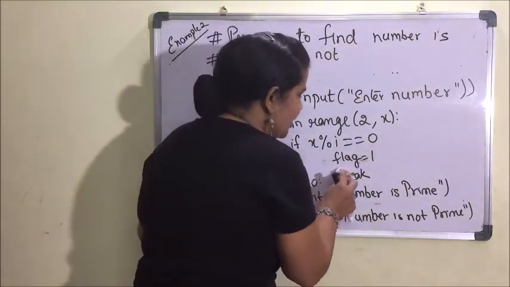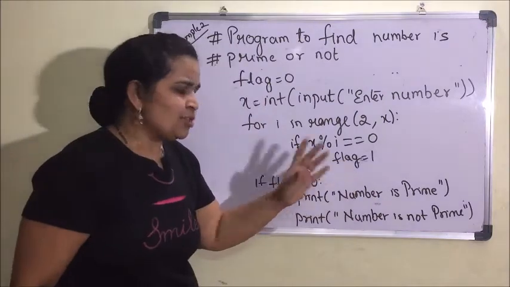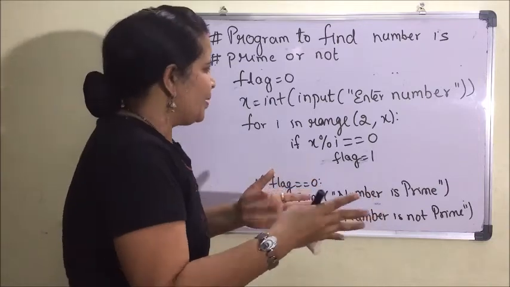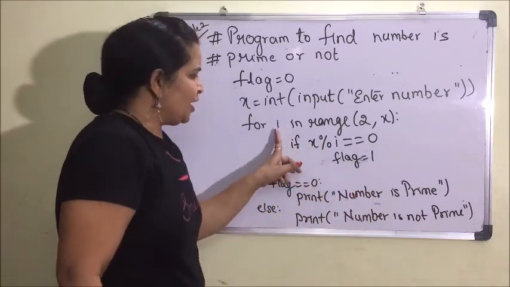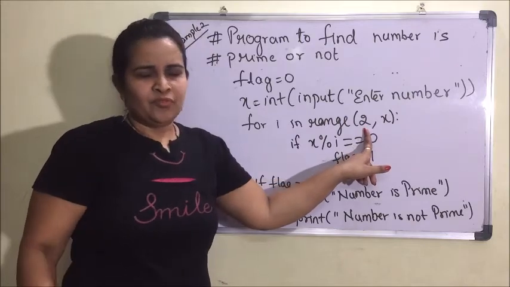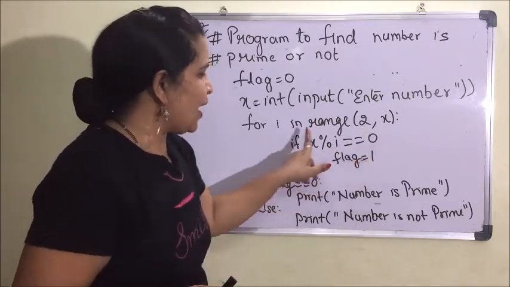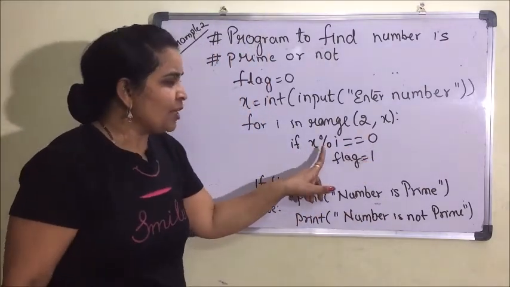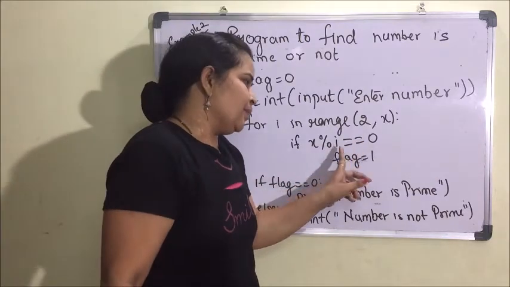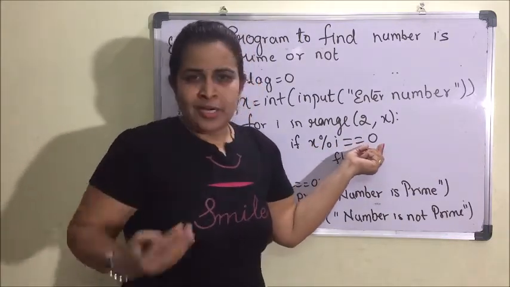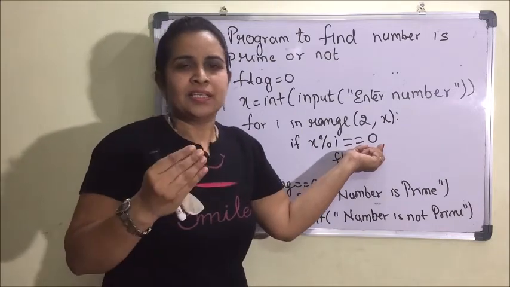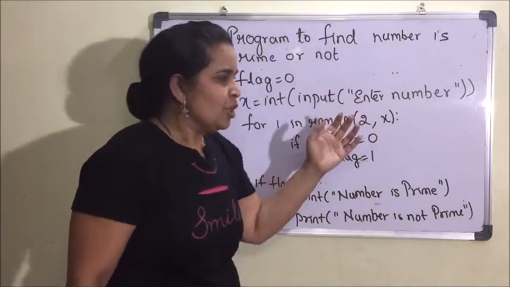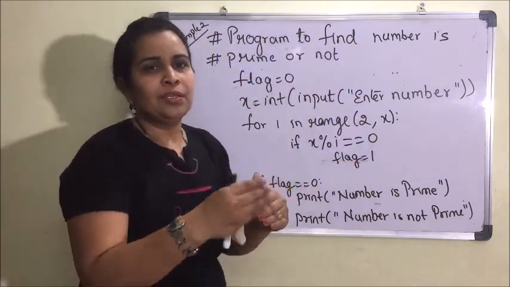If we are not using break, then also the answer will be the same. Why are we using break? Suppose I have entered 4. So the value of i in the first case only will be 2. In that case, 4 divided by 2, the remainder is 0. Now we already know that if it is 0, it means it is not a prime number. Then why should we go to 3 and 4 and 5 and whatever? There is no point of executing the loop further.